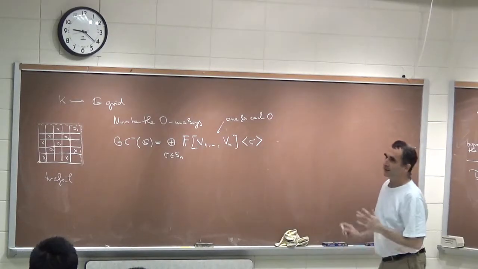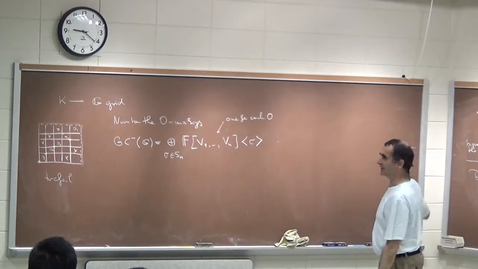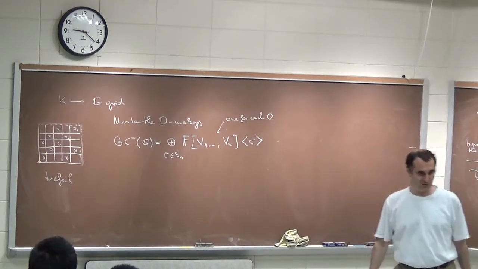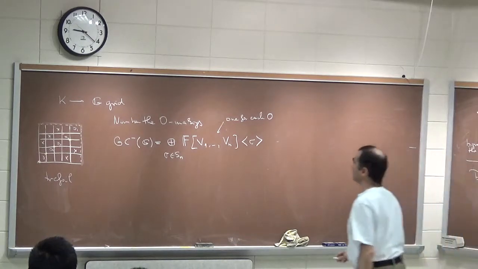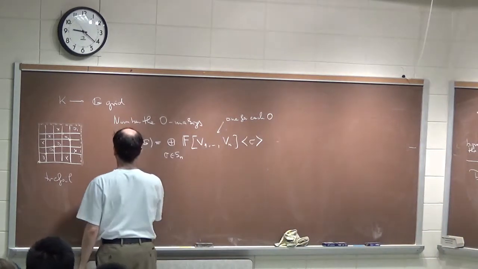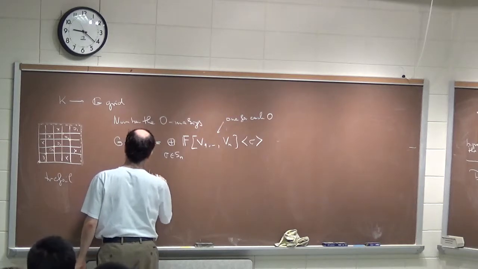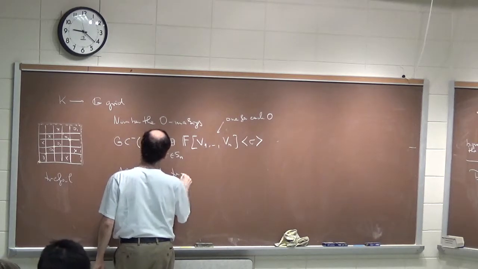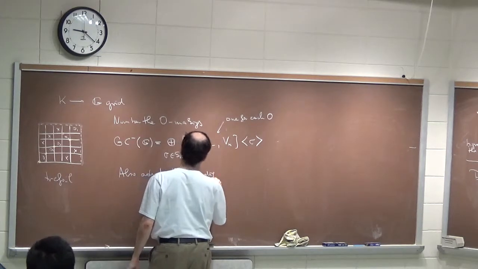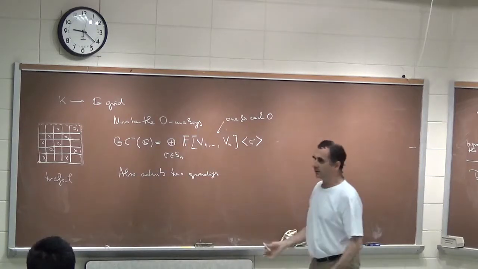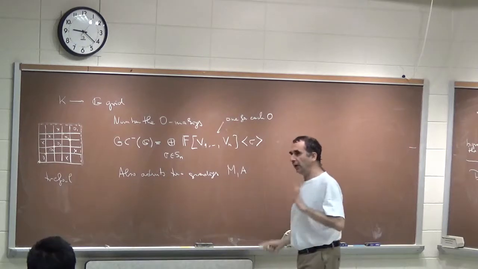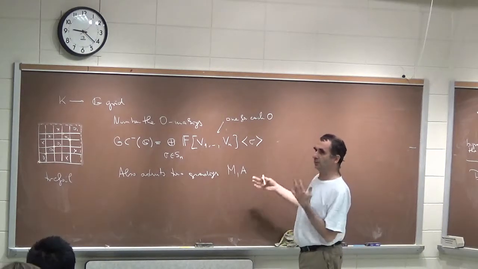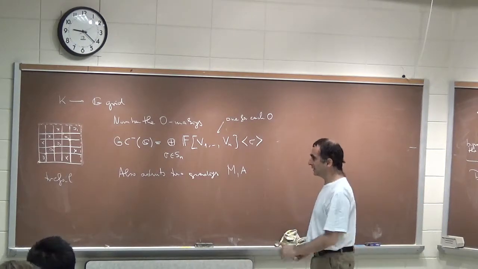It's still okay. It's not a PID anymore, so we cannot celebrate its properties as we did before, but it's still okay. It also admits two gradings, and I will not describe the two gradings M and A. Not very complicated, but it requires a little bit of combinatorial hassling.